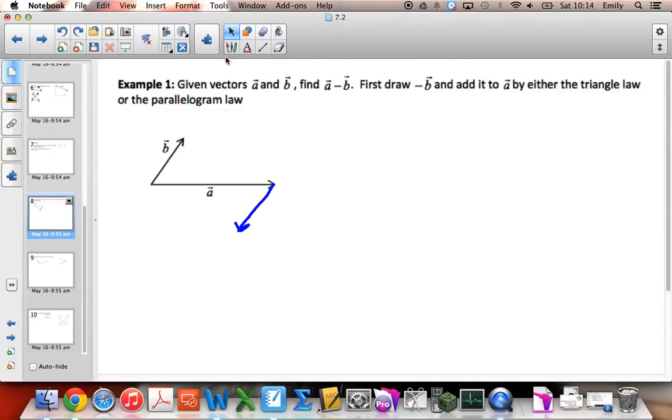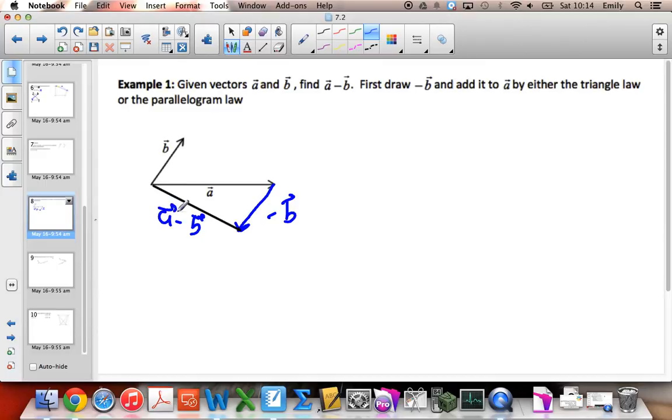All right, so there's negative b. I'm going to label it negative b. And then my result is to start at the tail of a and end at the head of negative b. And there's my resulting vector. That's the subtraction of a minus b. And that's because I took a and I added negative b to it. Okay?